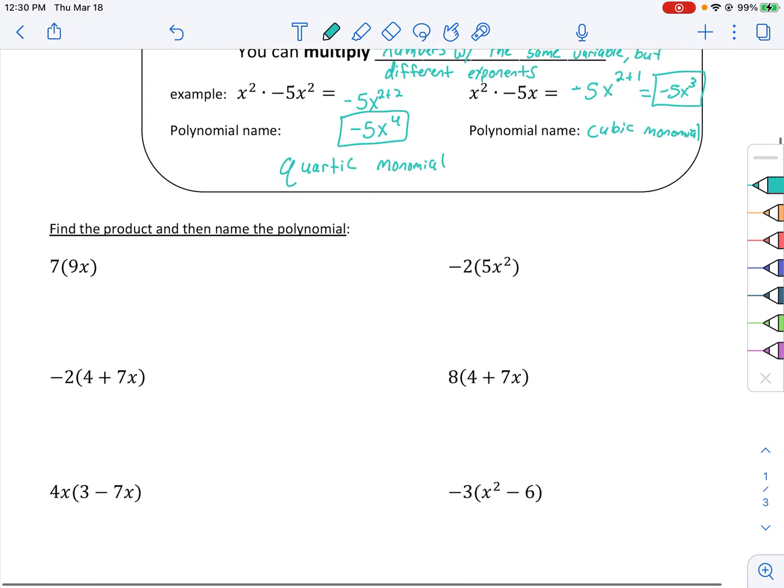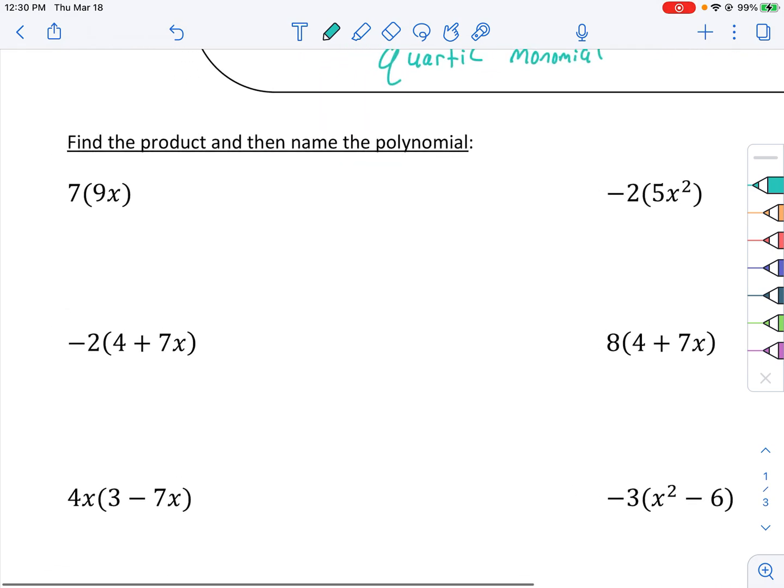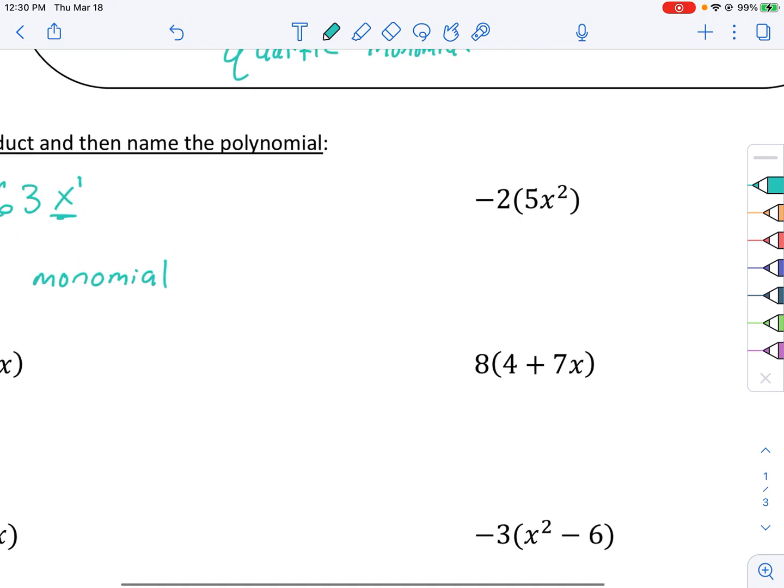So let's come down and take a look at some of these examples here. It says find the product and then name the polynomial. So here we just have 7 times 9x, so we're going to take that 7 and multiply it by 9. Hopefully you remember that 7 times 9 is 63. And then it's just x. This is not really a polynomial, there's not multiple terms here, there's just one, right? It would be a monomial, but the degree is 1, so that's a linear monomial.